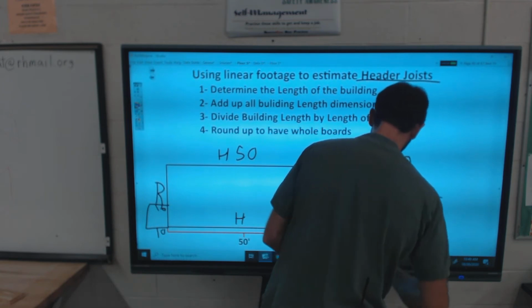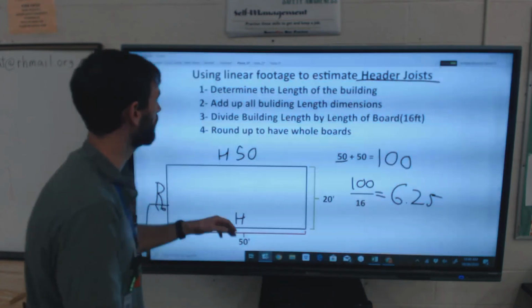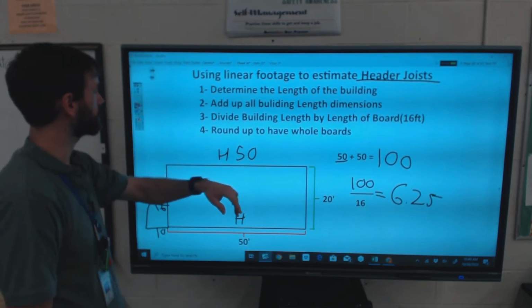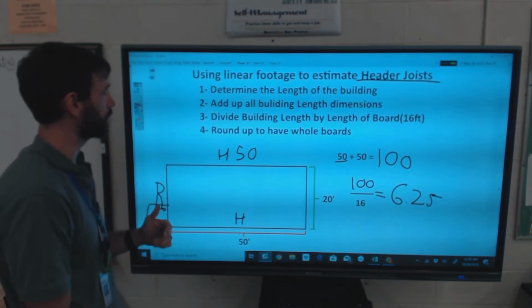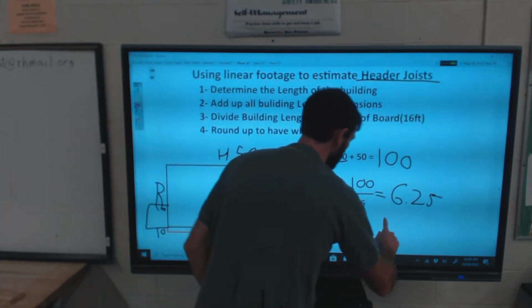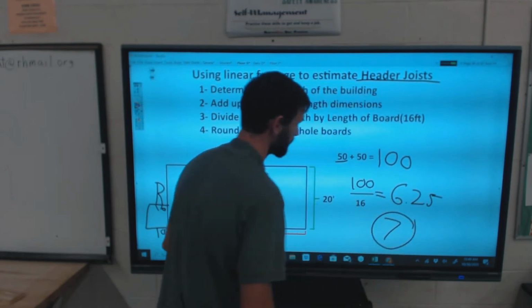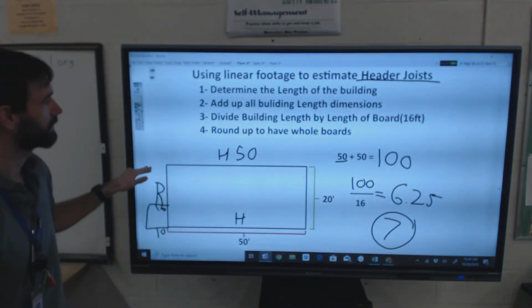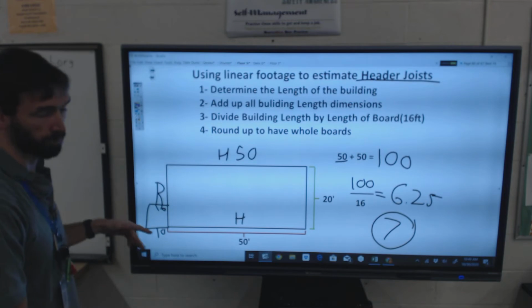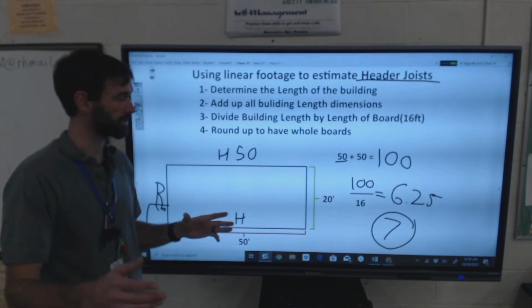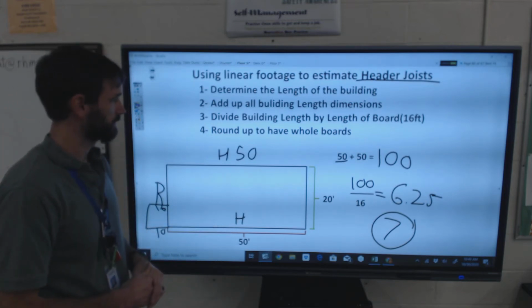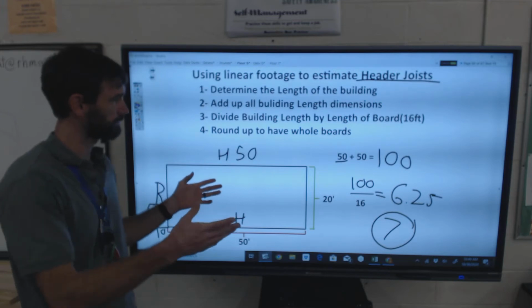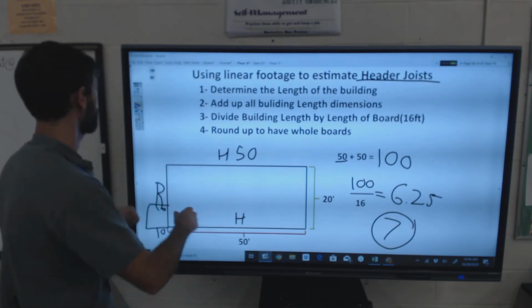6.25. Right? So 6.25, round up to have whole boards. So this becomes 7. So we would need 7 pieces of header joist. We'll have a little bit of extras, and that's a good thing. So 7 pieces. All right, y'all got that? Good, let's keep rolling.